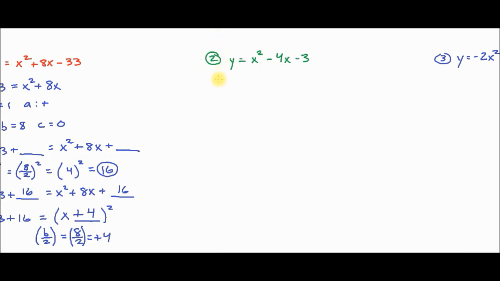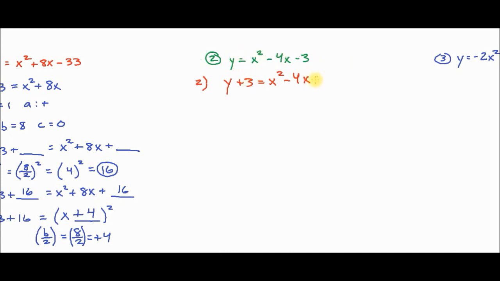Step number 1, write the original equation or function in proper order. This is already in proper order, so we can skip that step. Step number 2, move the c term. Let's go ahead and draw step number 2. Move the c term to the other side of the equation. So it's going to be y plus 3 equals x squared minus 4x.